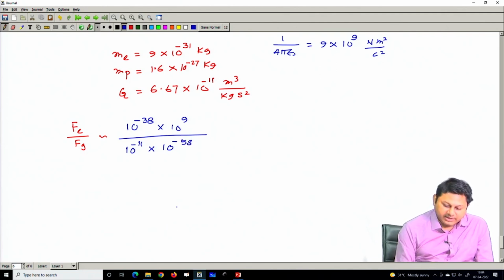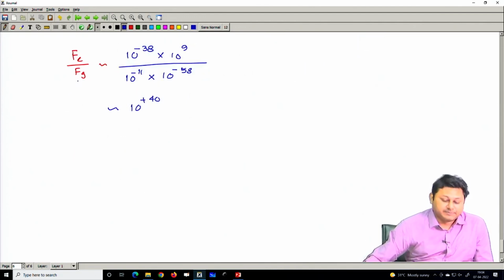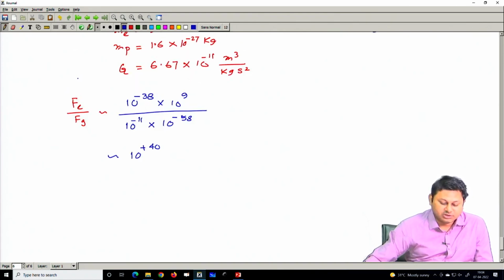Now if I calculate all these things, it should come of the order of roughly 10 to the power minus 40 or minus 39. So, you can see how strong the electromagnetic force is compared to the gravitational force. You should realize that it is a very strong force compared to gravity. Even though it is weaker than the nuclear strong force, it is still very strong, because it is a long range force.